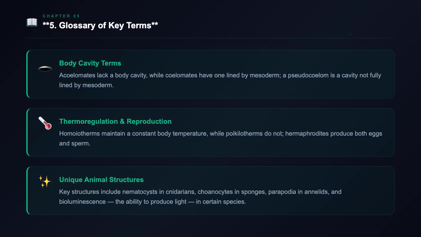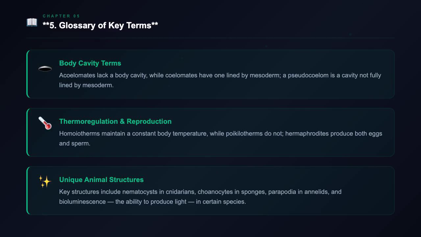Diploblastic organisms have 2 germ layers, whereas triploblastic organisms have 3. A notochord is a rod-like structure on the dorsal side. Some animals are homoiothermous, or warm-blooded, while others are poikilothermous. An ectoparasite lives on its host's surface. Hermaphrodites produce both eggs and sperm.